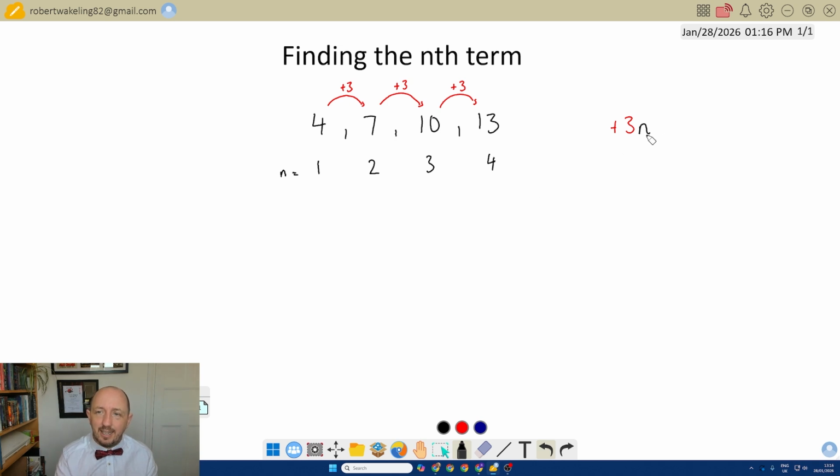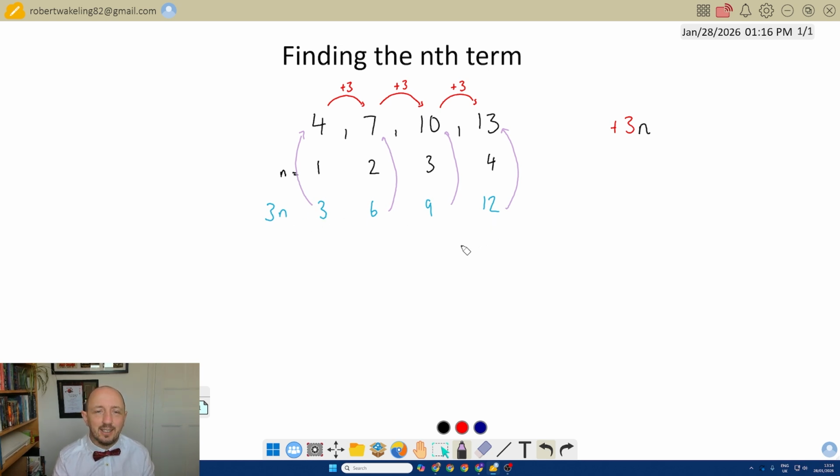So n times by 3 will actually give us the 3 times table. 3 times 1, 3 times 2, 3 times 3, and 3 times 4, which is very, very close to our actual sequence that we need. 3n gives us 3, 6, 9, 12, and we need 4, 7, 10, 13. And you might be able to spot when we look at each number, if we compare these, the 3n, the blue line, is 1 too small.